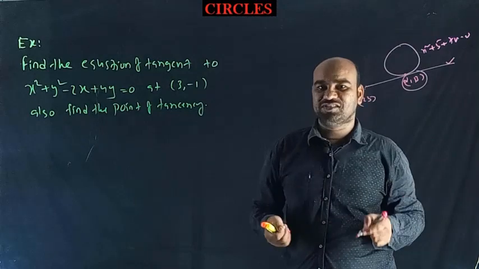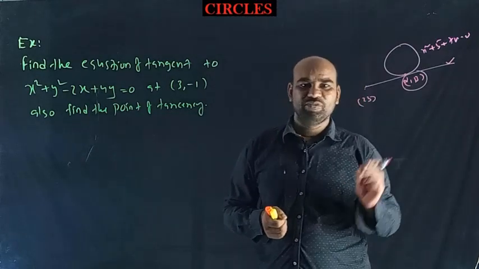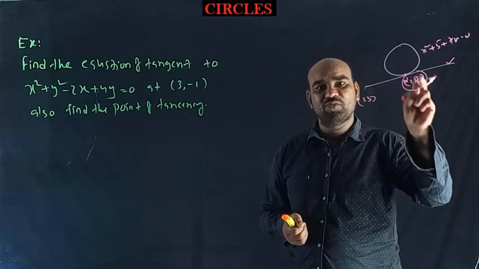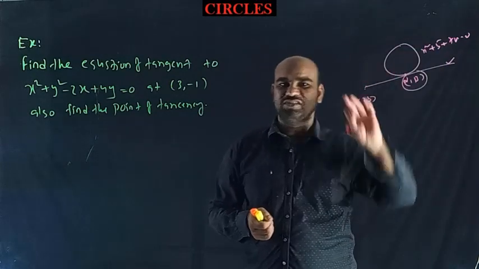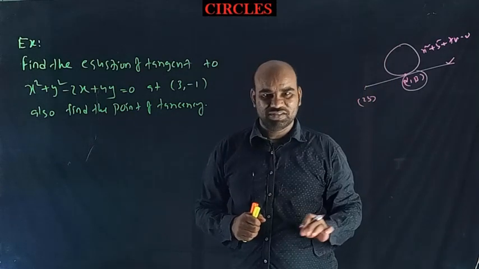Solve those 2 equations, you get the values of alpha and beta. Means you get 2 pairs of alpha and beta. So 2, 3 with that one pair. By using the two-point form, you can find the equation of the tangent. Similarly, you can find the equation of another tangent, if the point is outside the circle.